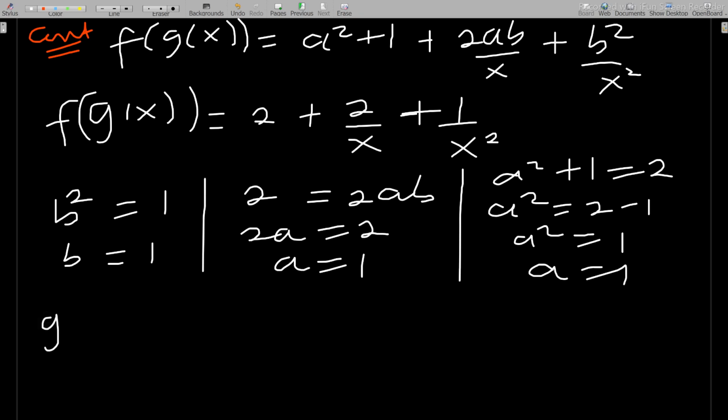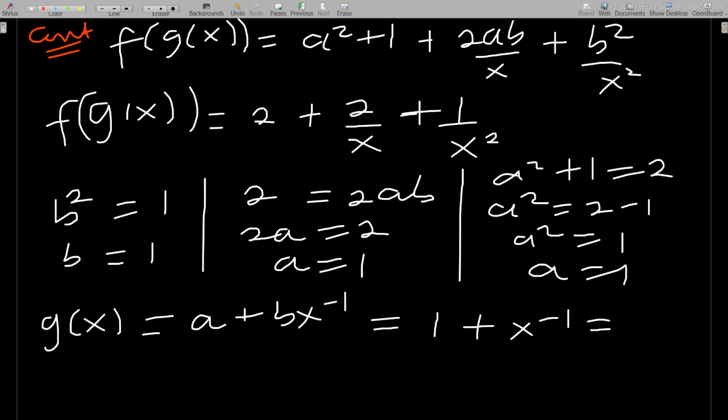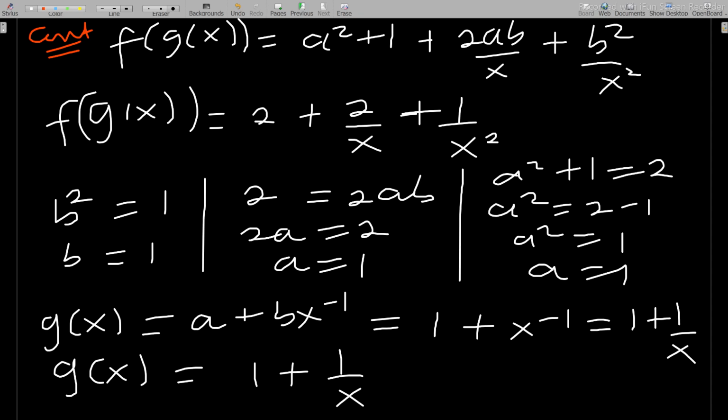Now with this, you know that g of x should be equal to what? A plus b x to the negative 1. So A is 1, b is 1, so I have 1 plus 1 times x to the negative 1, which is the same as 1 plus 1 over x. Okay, so g of x is indeed 1 plus 1 over x.